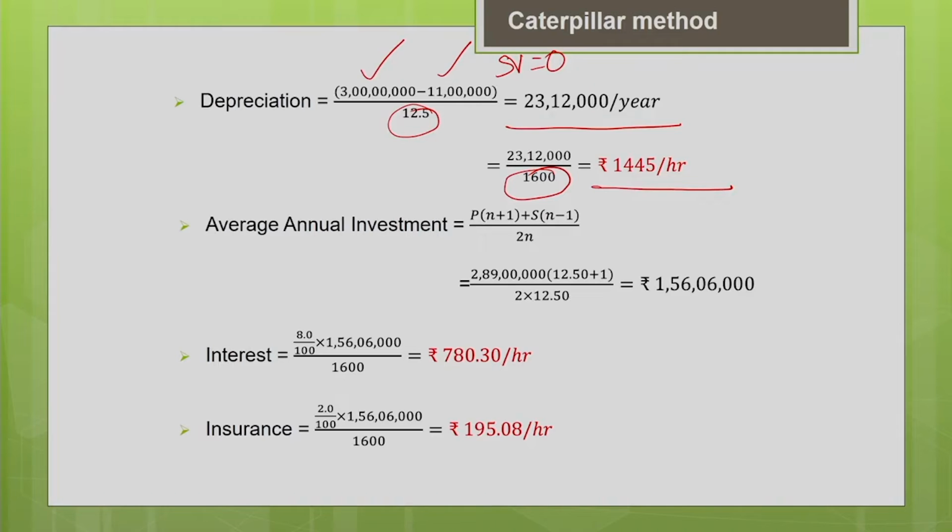Another thing we do in the Caterpillar method is estimate the average annual investment. Hope you remember the formula: P into n plus 1 plus S into n minus 1, divided by 2n. P is your purchase price minus the tire cost, which is 3 crore minus the 11 lakh tire cost. That gives you 2 crores 89 lakhs, multiplied by n plus 1, where n is 12.5. The salvage value is 0, so divided by 2 into 12.5. This gives you the average value of the machine over its useful life, 1 crore 56 lakh 6,000.